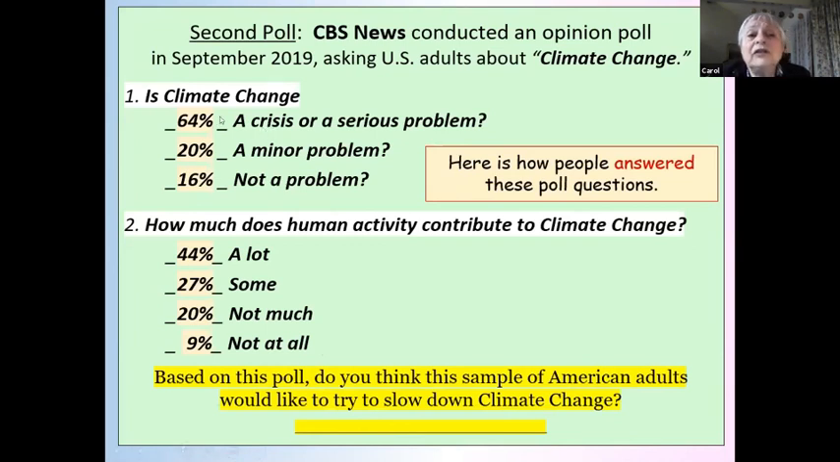For climate change, 64% in 2019 said it might be a crisis or a serious problem. How much does human activity contribute to climate change? 44% said a lot. So this is not as high, but 27% said some.